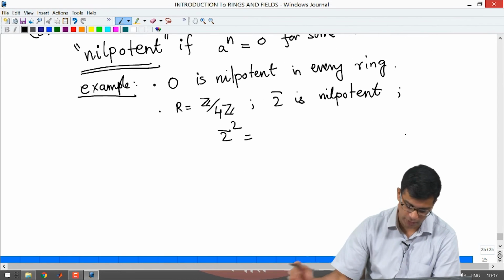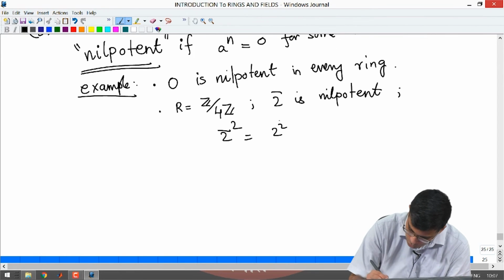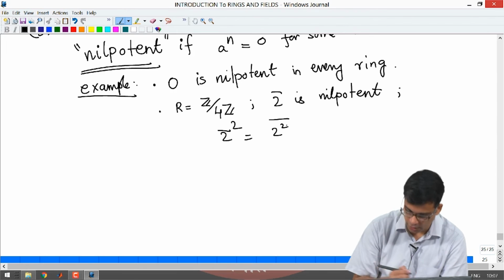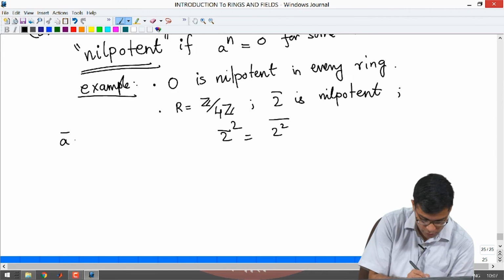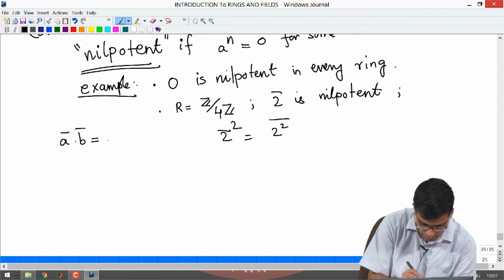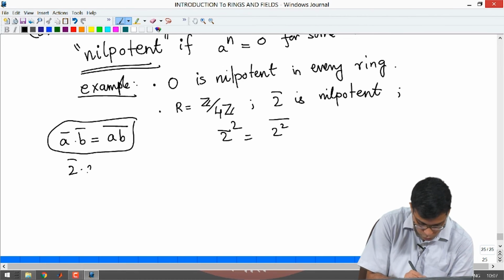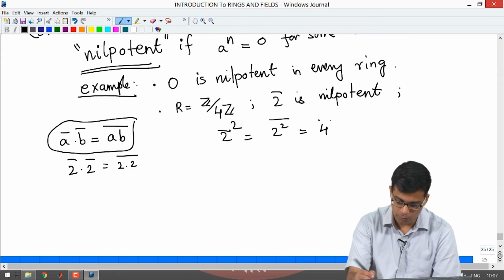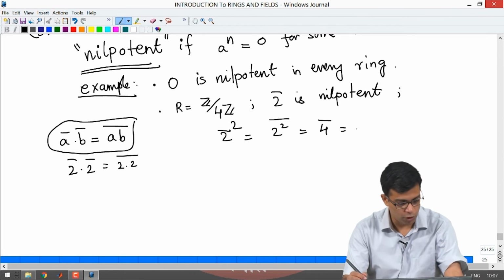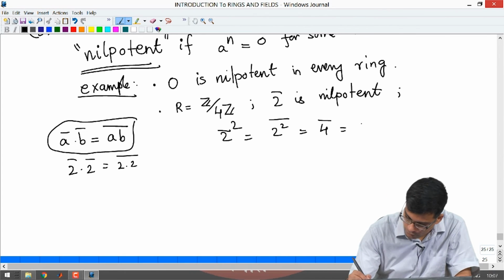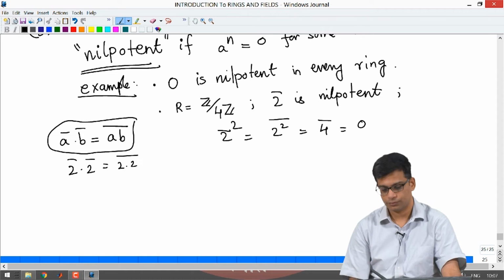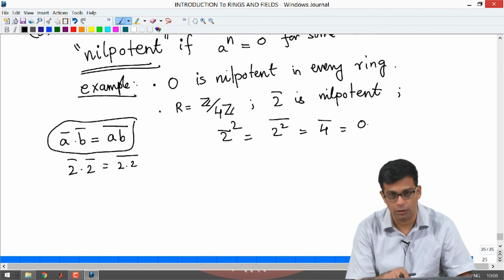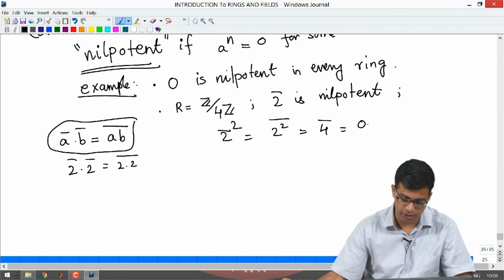2 bar squared is 2 squared bar, right. This is how we multiply in Z mod 4Z. So a bar times b bar is ab bar. So 2 bar times 2 bar is 2 times 2 bar, but that is 4 bar. What is 4 bar? 4 bar is 0, right, because we are going modulo 4. So 2 bar is a nilpotent element.